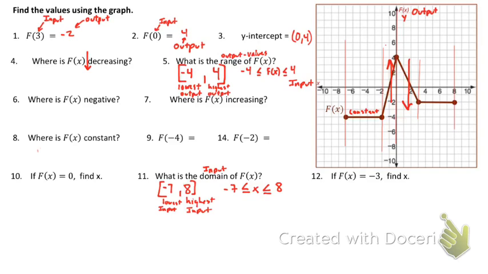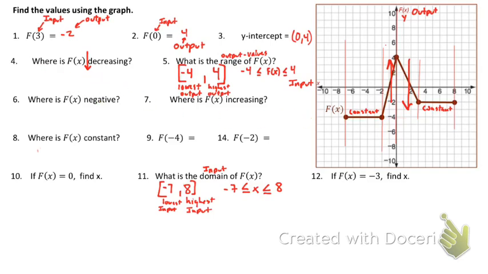Okay, so let's go through it. This is how you would read this. From -7 to -2, I am constant. From -2 to 0, I am increasing. From 0 to 3, I am decreasing. From 3 to 8, I am constant again. Okay, so what number 4 wants to know is, in what section am I decreasing?